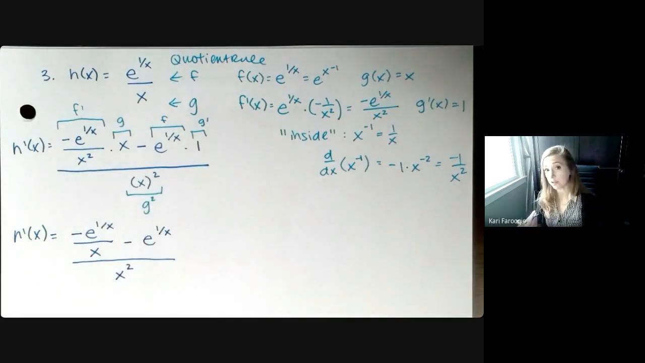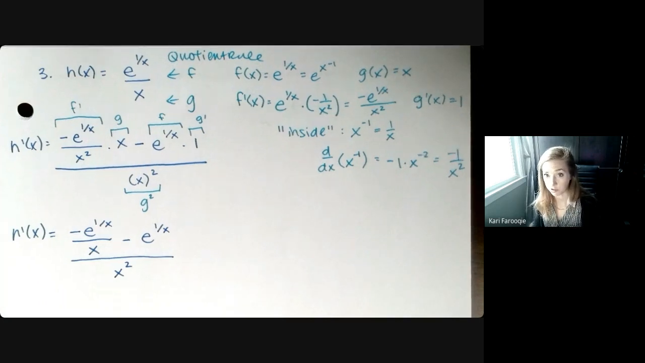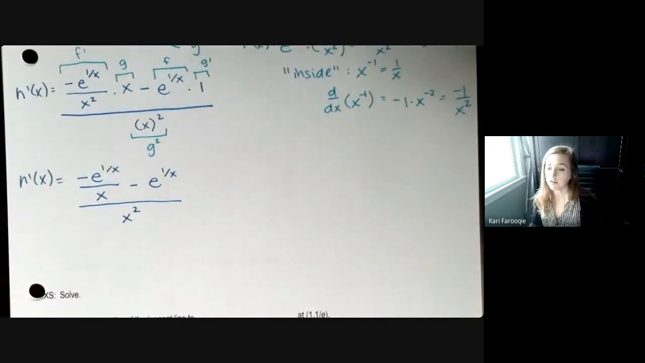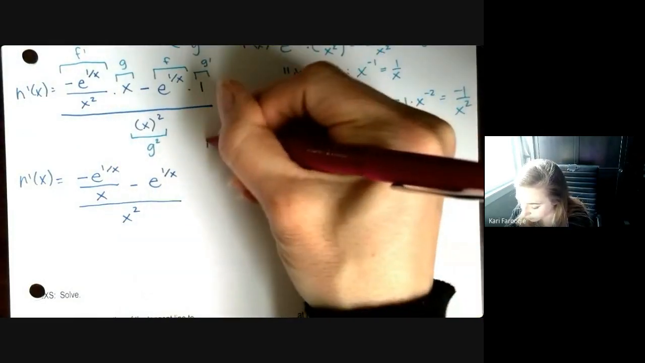Now, don't leave it like this, because this answer is considered to be a complex fraction. In order to simplify a complex fraction, you need to go through and multiply every term by the least common denominator. So that's what I'm going to do next. I'm going to multiply each term by the LCD.